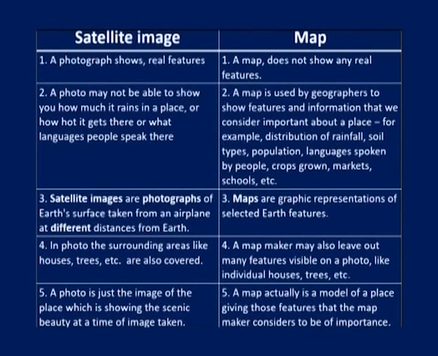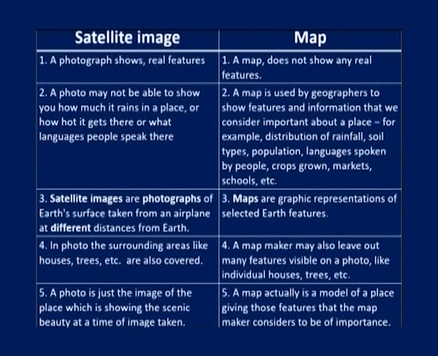Satellite images are photographs of the Earth's surface, taken from a height with the help of an aeroplane, a helicopter or hot air balloons. Whereas maps are graphical representations of selected Earth features.